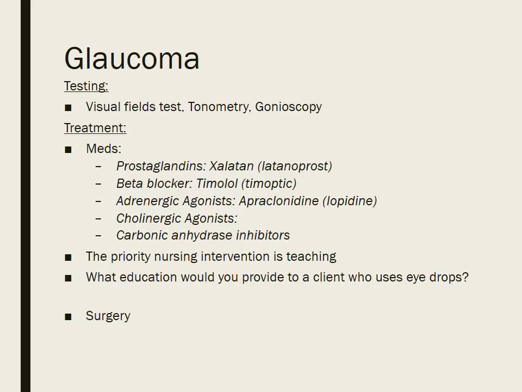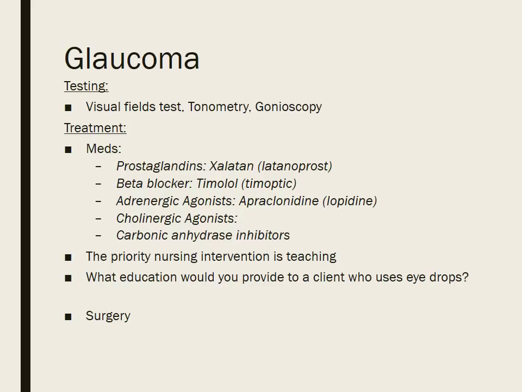Gonioscopy is performed during the eye exam, and it helps to evaluate the internal drainage system of the eye, which is also referred to as the anterior chamber angle. And remember, that angle is just where the cornea and the iris meet, where the aqueous humor drains out into the venous system. So it's just to look at the drainage.